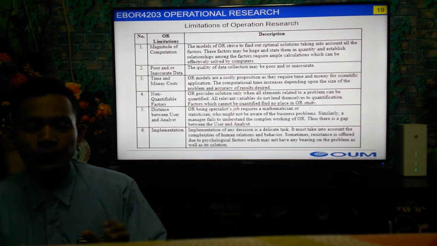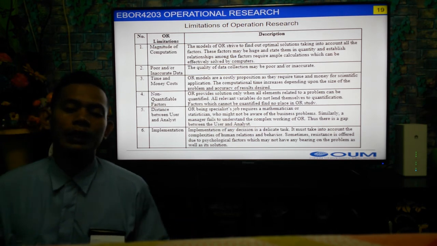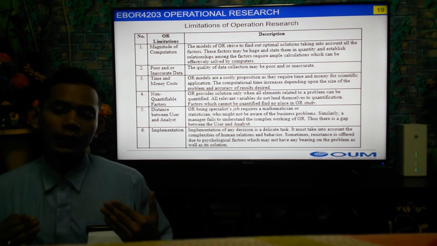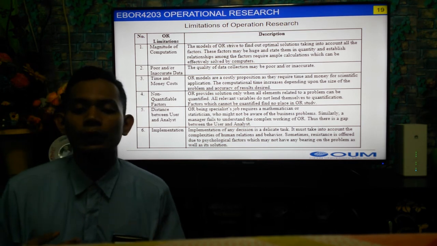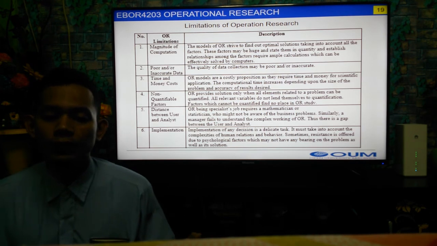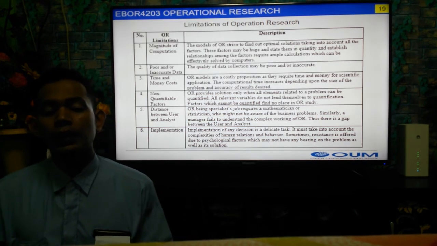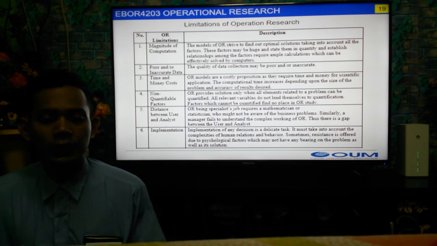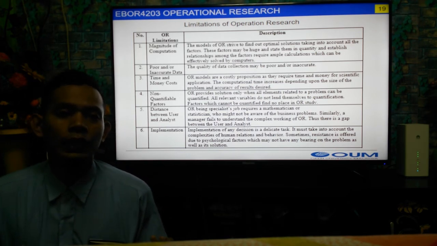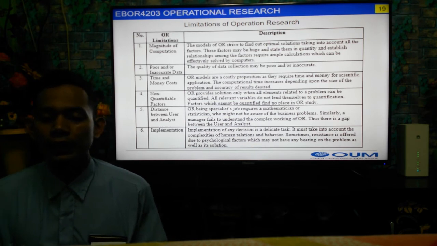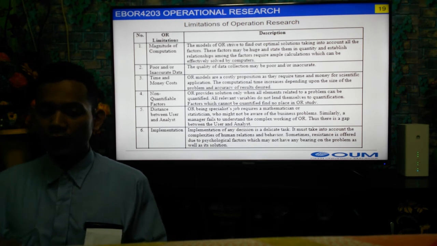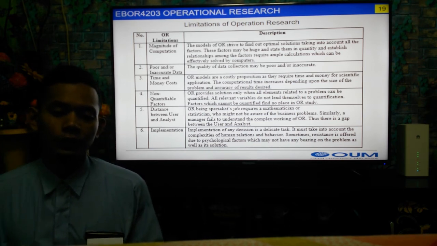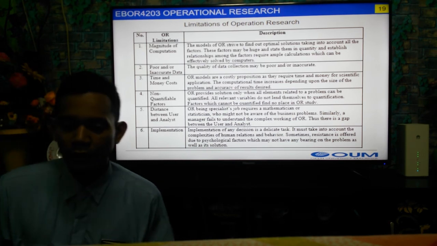However, operations research also has limitations, which is the magnitude of computation. When OR strives to find an optimal solution that takes into account all the factors, you need ample, heavy calculation. The second limitation is poor and inaccurate data. For example, if the data is not accurate, the outcome may also be incorrect. This is also a limitation for OR. The third is time and money cost.